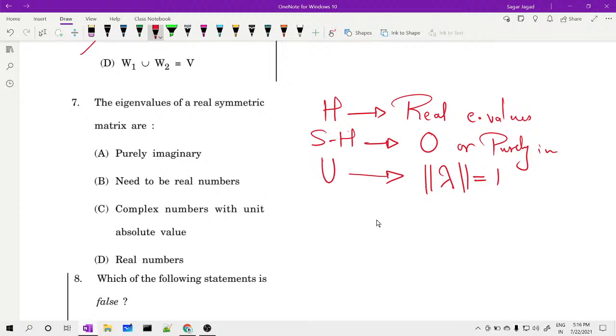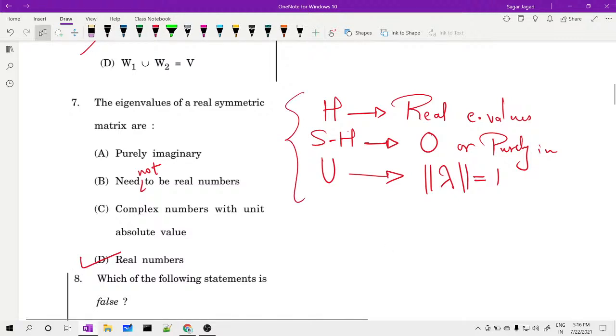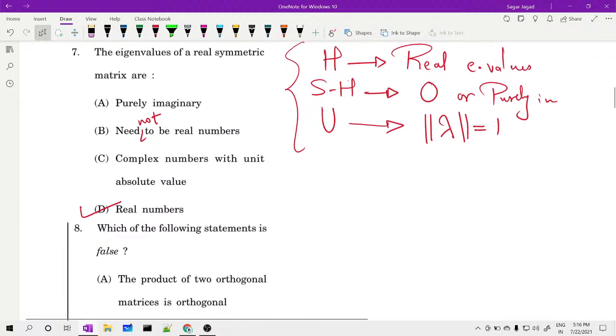So here we need it to be real, need not be a real number, right? Purely imaginary, need not be a real number, complex number with a unit absolute value. The answer is nothing but this, since it is a real symmetric matrix. Okay. Also, there are a few more things. All of these matrices are orthogonally diagonalizable, right? Yeah, that is a good point to remember.